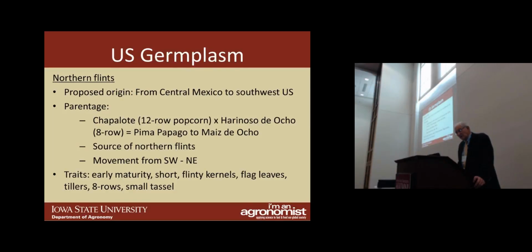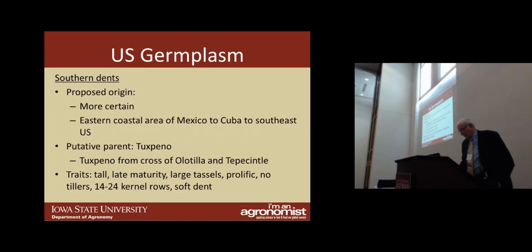Traits: early maturity, short, flinty kernels, flag leaves, tillers, 8 rows primarily. And it had a small tassel. So those are some of the traits of what we designate as the northern flints.